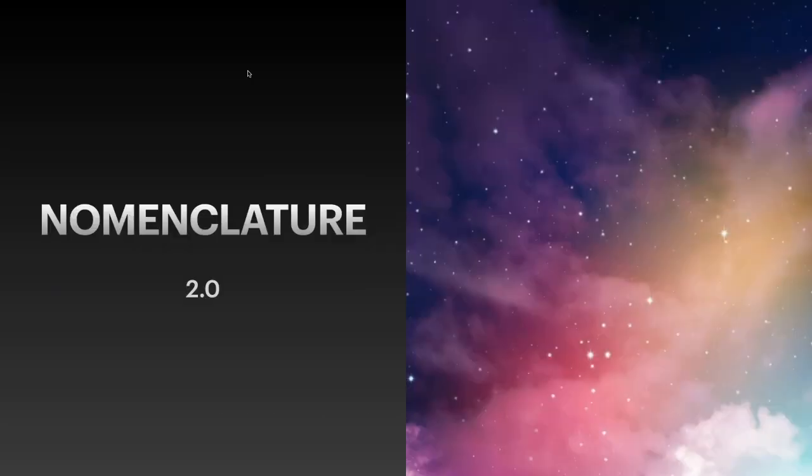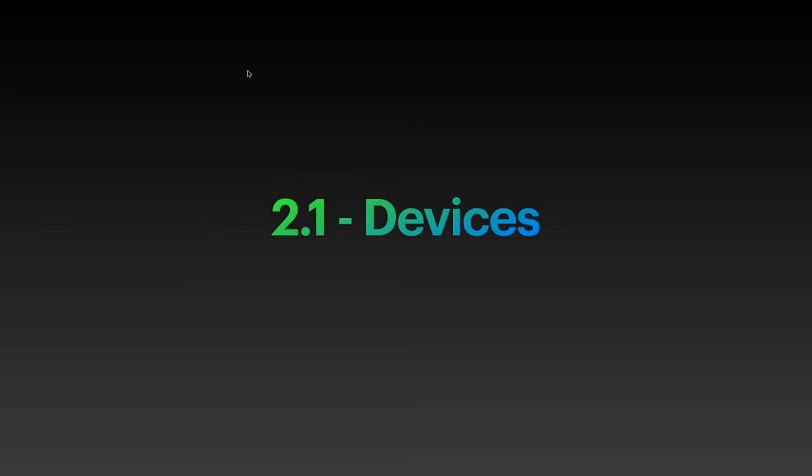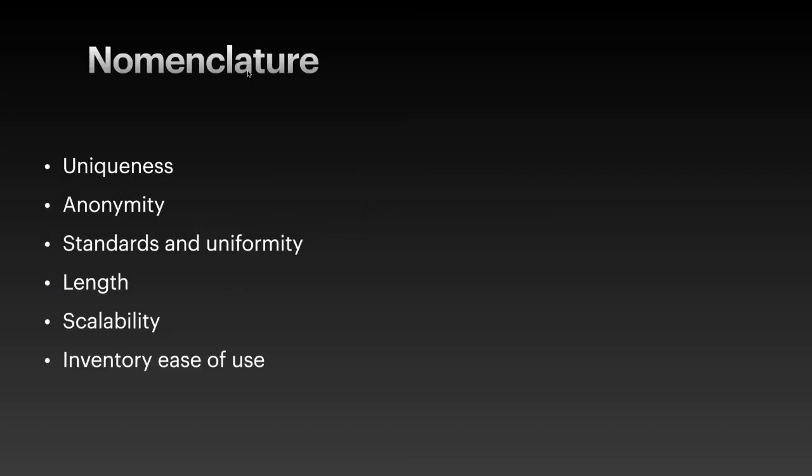So now we're going to discuss nomenclature, and this section will cover inventory structure and improving inventory usability for you. So our goal is to save time in the future by being thoughtful and intentional in how you organize your devices. So specifically with devices, this will have a positive quality of life impact on yourself and your support team and your users going forward.